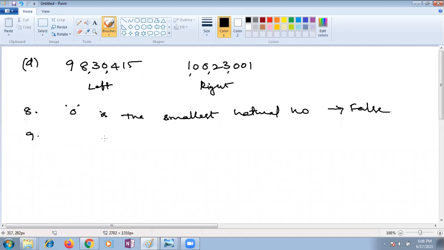Next, 0 is the smallest whole number. True, ma'am. Smallest whole number. Right, it's true. Very good.